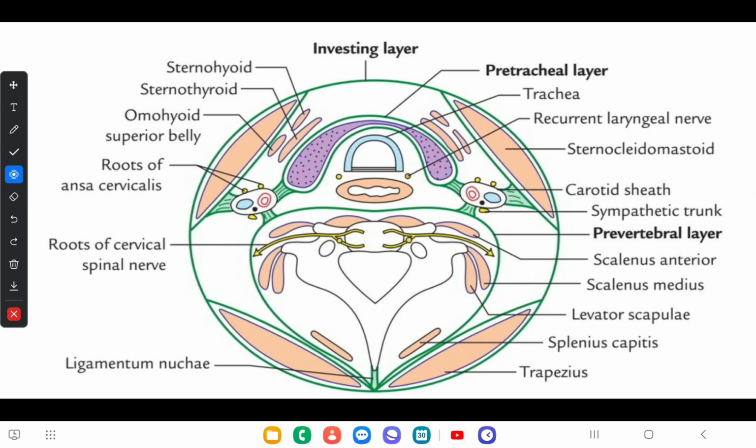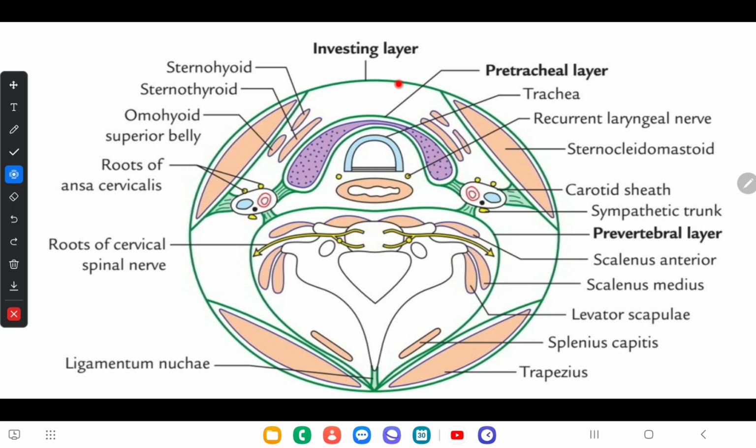Let's move on to the deep fascia of the neck. In the deep fascia of the neck, there are three main layers. Those are the investing layer, pretracheal layer, and the prevertebral layer. The outer layer is called the investing layer of the deep fascia because it invests the neck like a collar. This is the outermost layer, which is the investing layer.